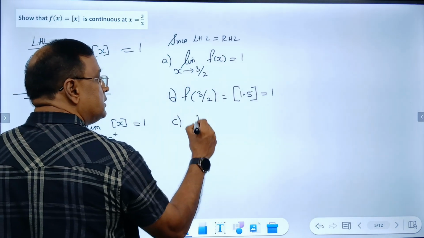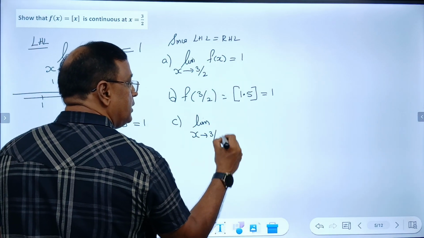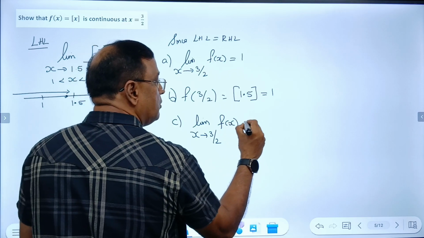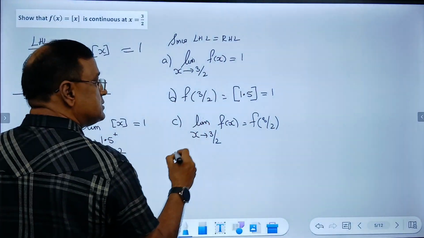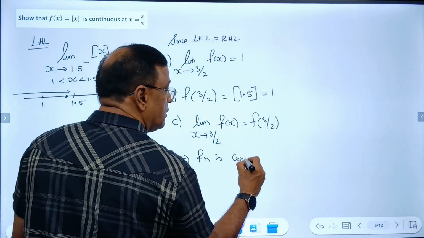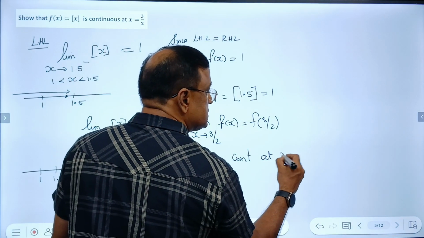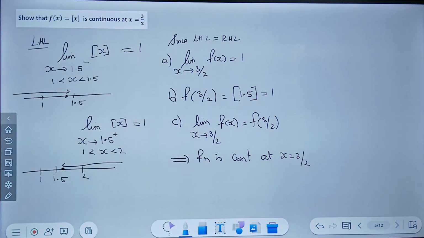Now, clearly you can see limit x approaches 3 by 2, f of x equals f of 3 by 2. All the three conditions are satisfied. You can say the function is continuous at x equal to 3 by 2. So what is the meaning? Let's go back to the graph.